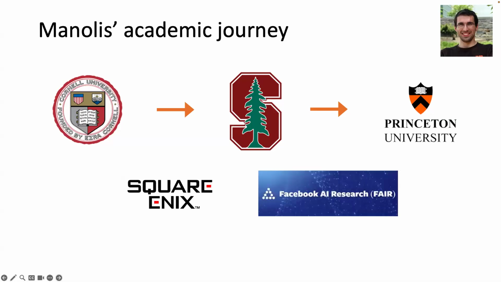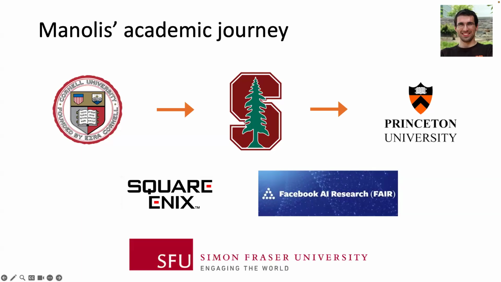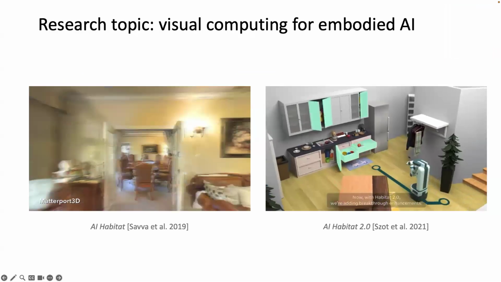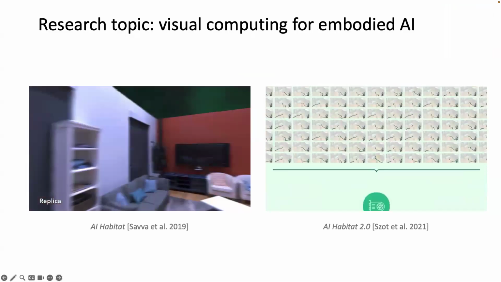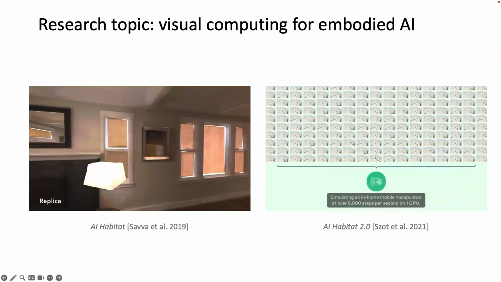In between these, I spent a little bit of time interning at Square Enix in Tokyo, Japan, in their graphics R&D team, and also a bit of time at Facebook AI Research, trying to do research that connects visual computing and AI. And now I'm here at SFU. I'll say a little bit more about the kind of research I've done, which gives a bit of a perspective on the class I will describe. Broadly, you can think of it as this topic of visual computing for modern AI.